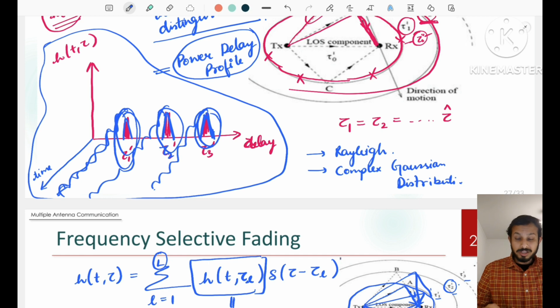So what is the fundamental difference between frequency selective fading and flat fading? It is that all the delays are different and they are distinguishable. And what we have observed for flat fading can also be applied to frequency selective fading, but we have to repeat it at different delays.